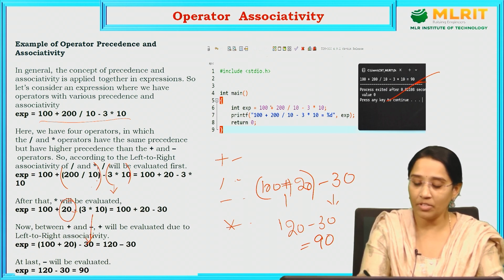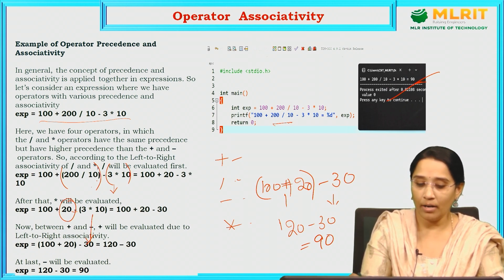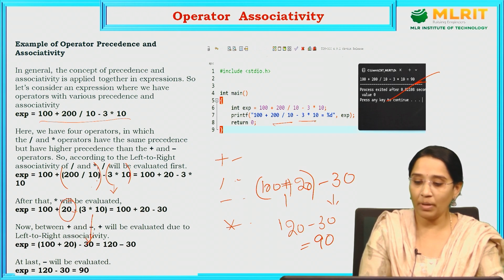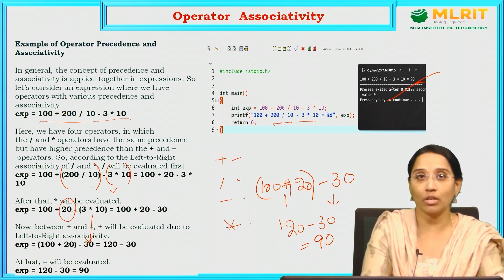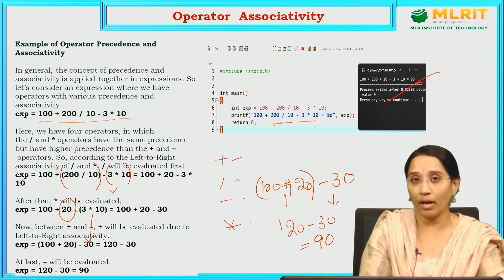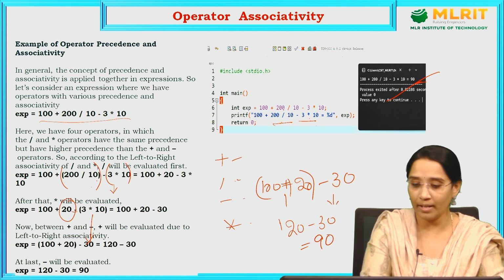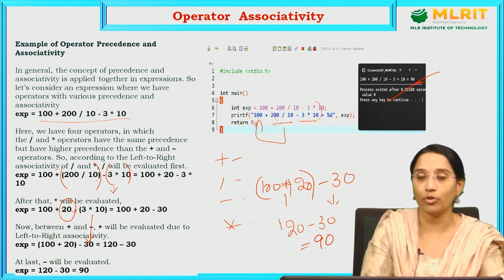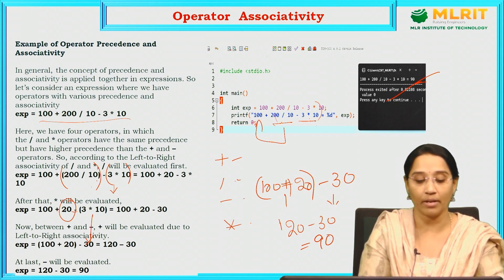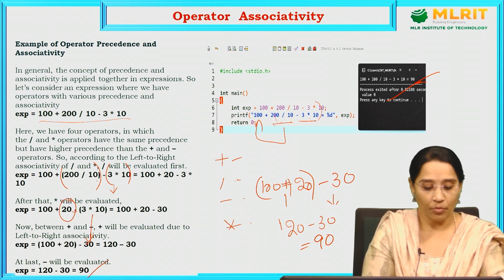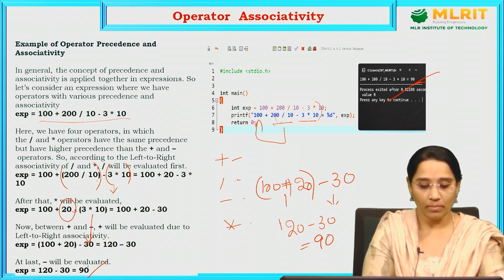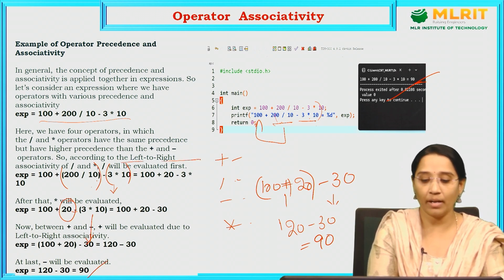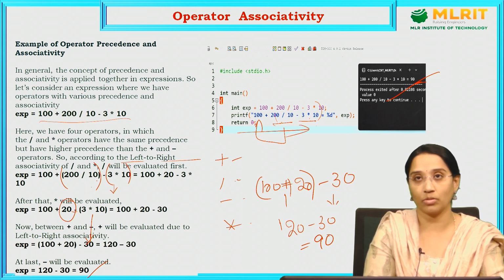So, first division will be evaluated and then multiplication will be evaluated, because division and multiplication both have equal precedence. So, first division will be evaluated, then multiplication, and after that the result will be added to the value that is at the left side, which is 100. And now you will get the answer as 90. And the associativity is left to right.